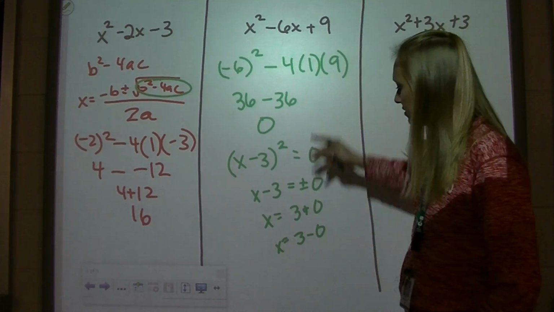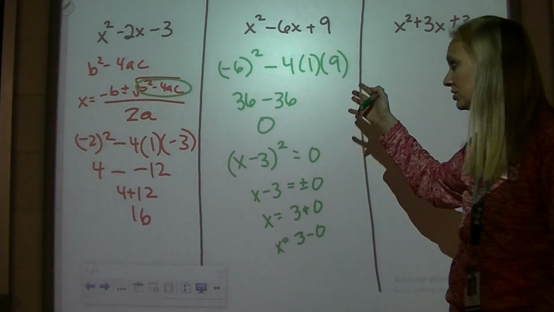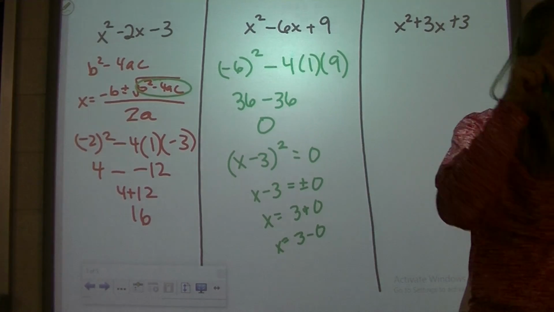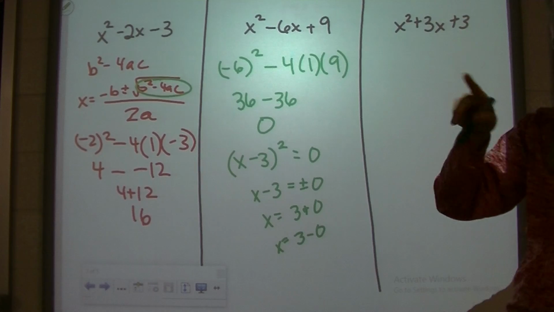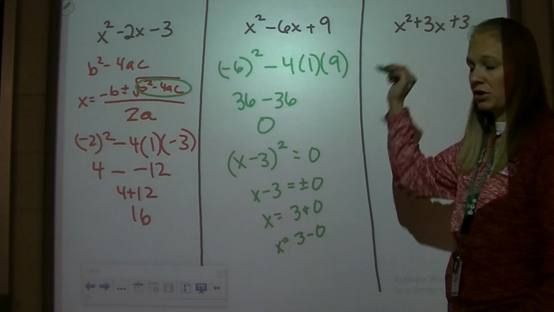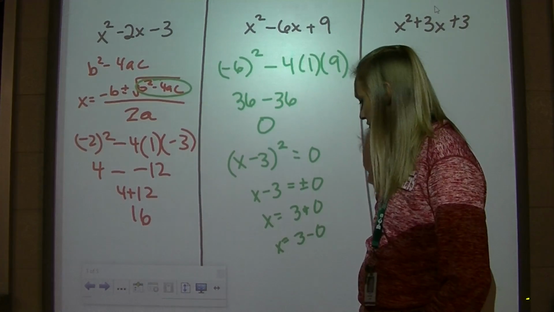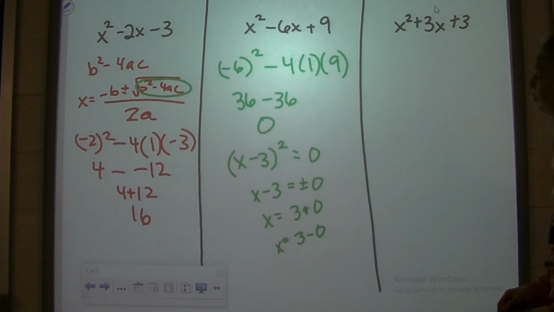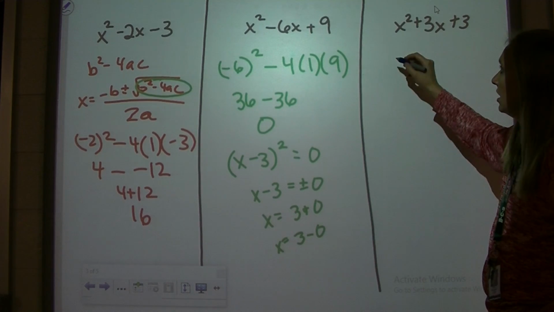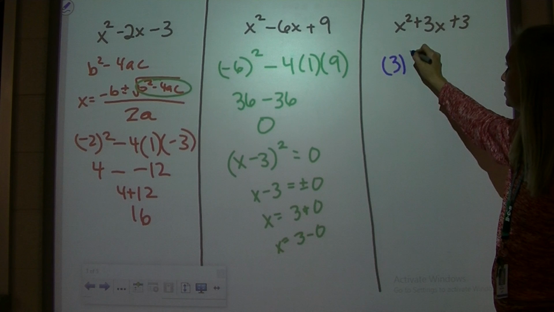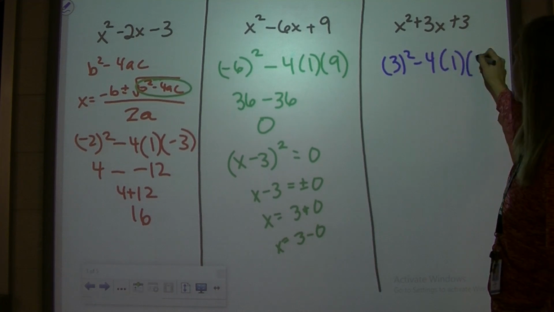In this case, the repeated solution is at positive 3, and you should see that in your graph because your graph bounces off the x-axis at 3. And a bounce on your graph on the x-axis shows a repeated solution, which we will get into in the future. And then lastly, again using the discriminant, it's b squared minus 4 times a times c.